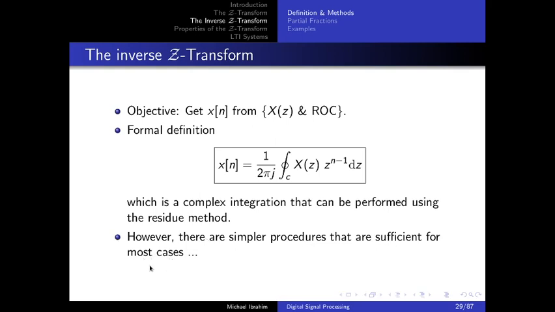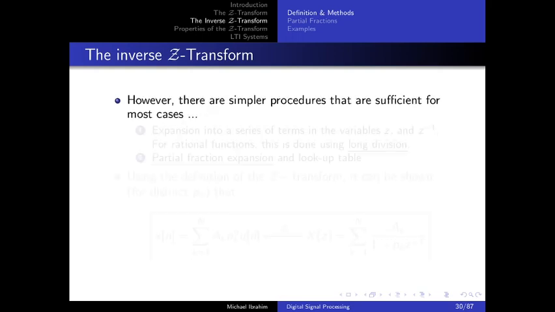For most practical cases, X of z takes on a certain form, that is a rational function, a ratio between two polynomials. In this case, if X of z is a ratio between two polynomials, we have simpler procedures to follow. These procedures basically are as follows.